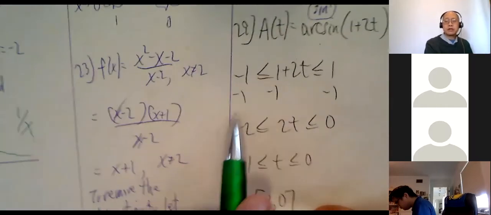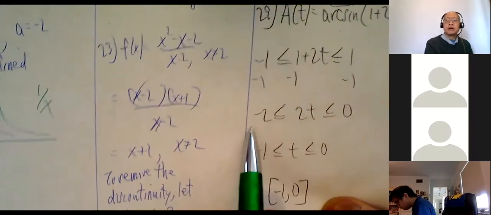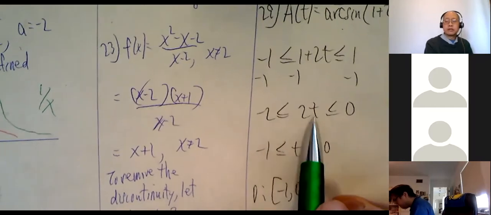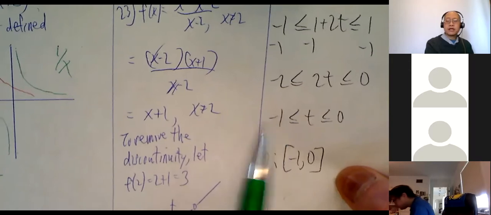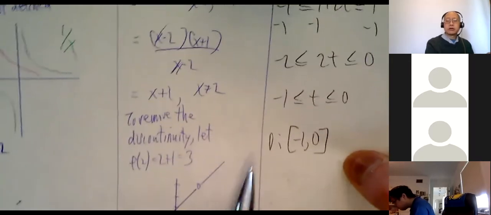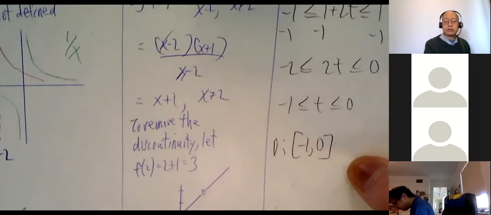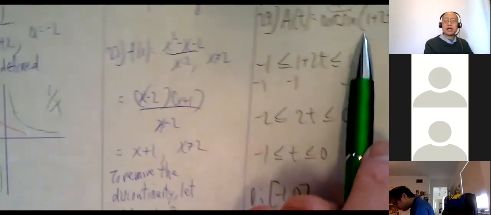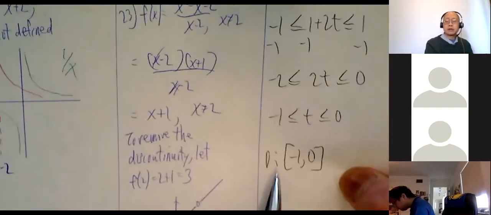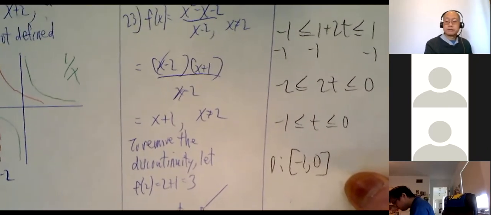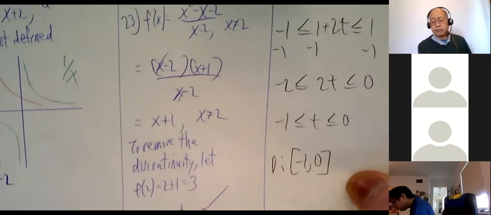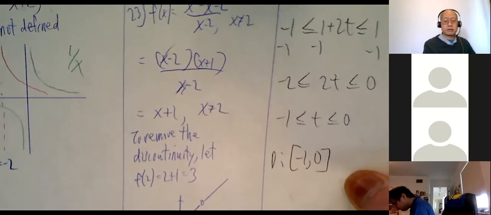Then a little bit of algebra. Subtract 1 from all three parts: -2 is less than or equal to 2t, which is less than or equal to 0. Divide everything by 2: -1 is less than or equal to t, which is less than or equal to 0. So the domain is the closed interval from -1 to 0. The only things I'm allowed to plug in here are -1, 0, and anything between -1 and 0. So that one was just kind of remembering your trig a little bit, I suppose.